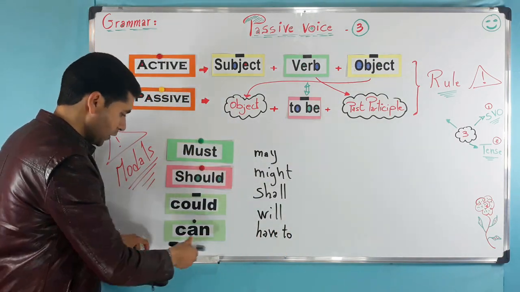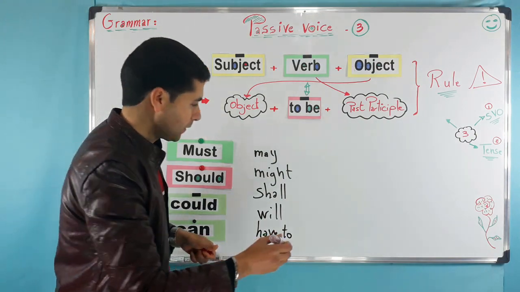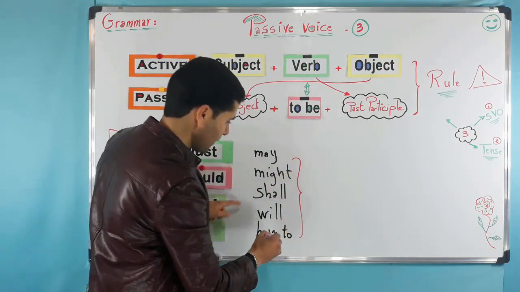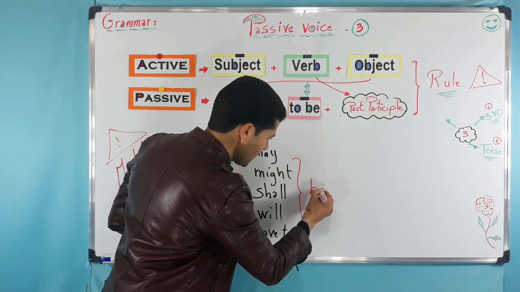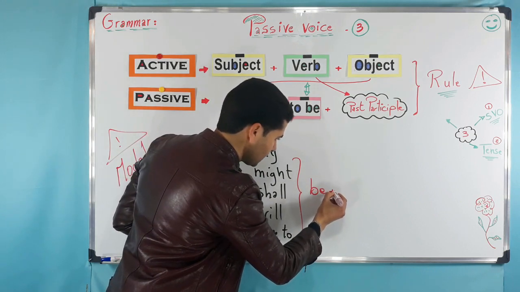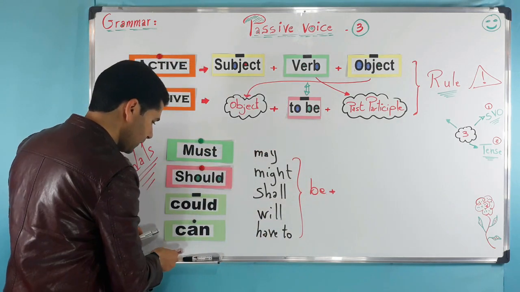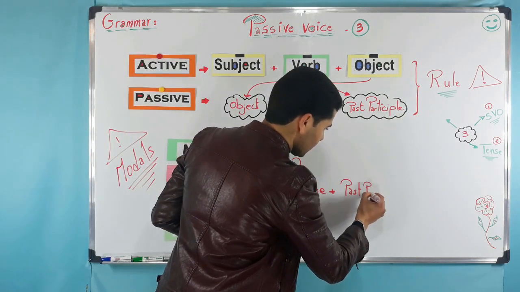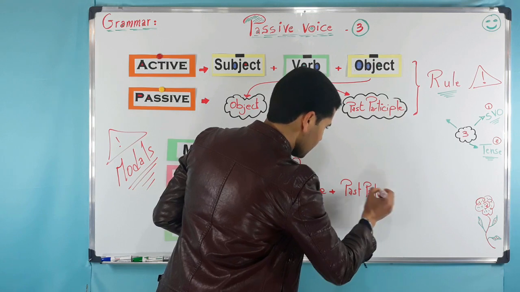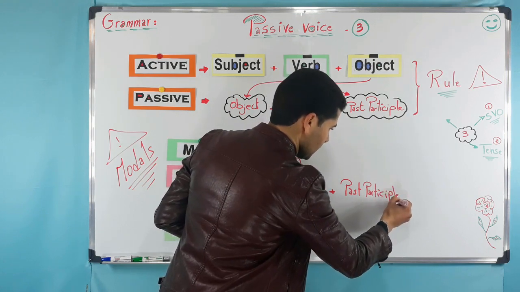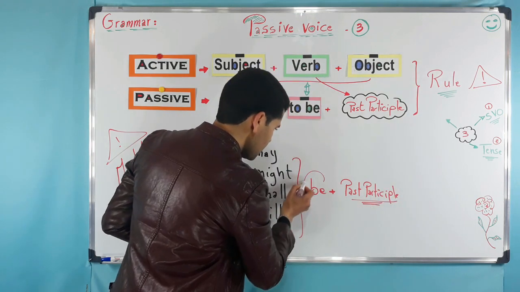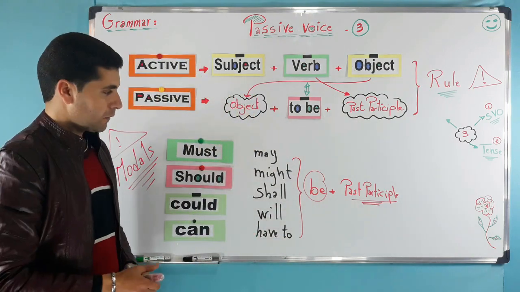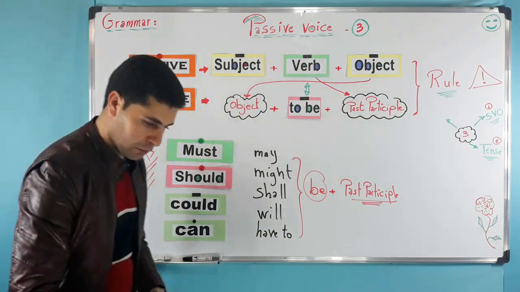So when we have a modal verb, it is always modal verb plus be plus the past participle of the verb. So be like this. All right, so take a very simple example.